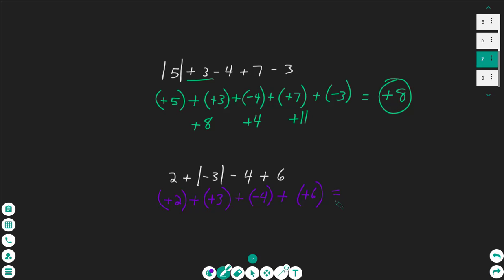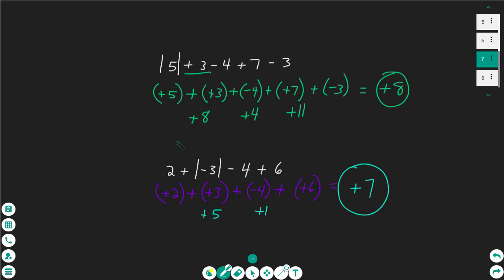All right, now we can go ahead and combine these to get to our solution. So we have a positive 2 plus a positive 3. That's going to be a positive 5. Positive 5 plus a negative 4. That's going to be a positive 1. Positive 1 plus a positive 6 is going to be a positive 7. So that is our solution.